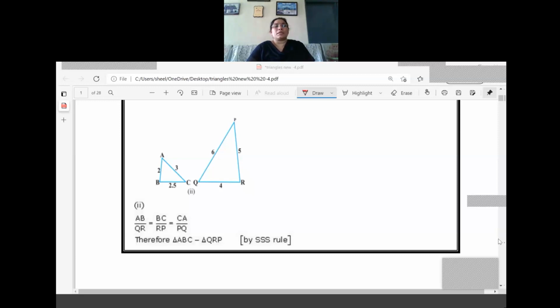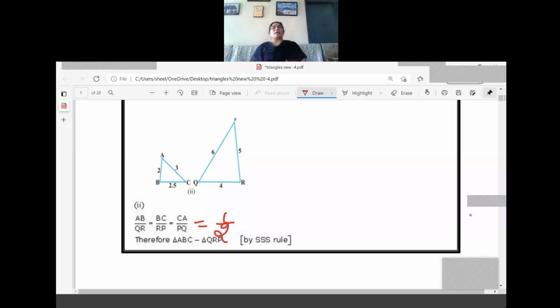Now, in which order are the sides proportional? If you take AB and QR, it is 2 and 4, so it is 1 by 2. And 3 and 6 is also 1 by 2. 2.5 and 5 is also equal to 1 by 2. So AB by QR, BC by RP, CA by PQ. If you check, all the ratios are the same. It is equal to 1 by 2, right?